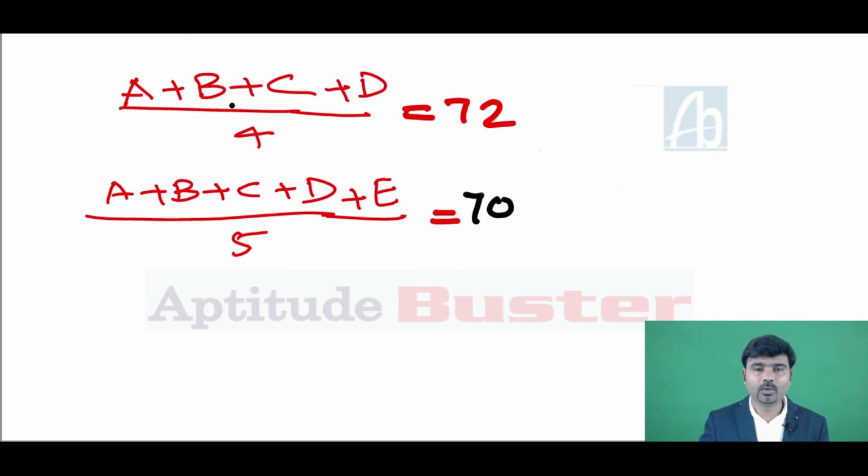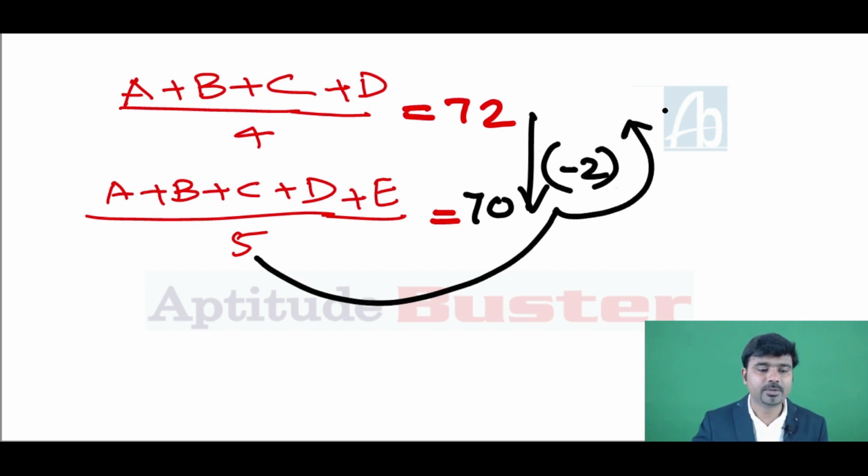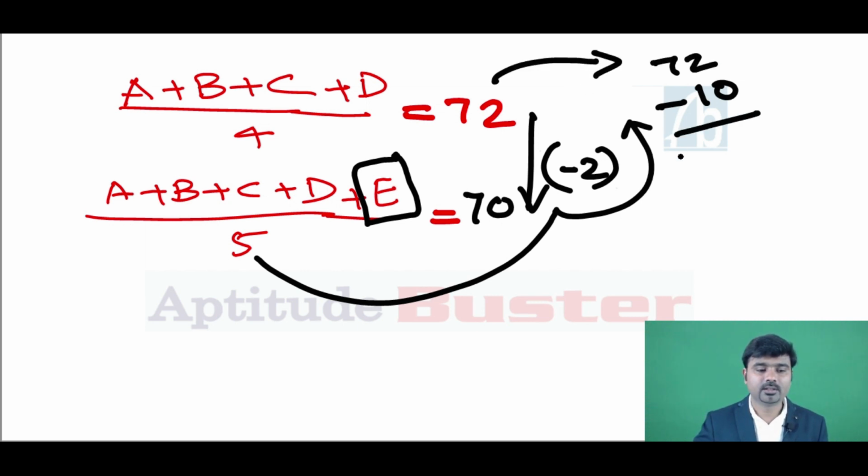Next, the average of 4 values is 72. The average of 5 values is 70. Here the average is decreased by 2. That means the total value will be decreased by 10. The new value E is 10 less than the previous average. So 72 minus 10, the value of E is 62.